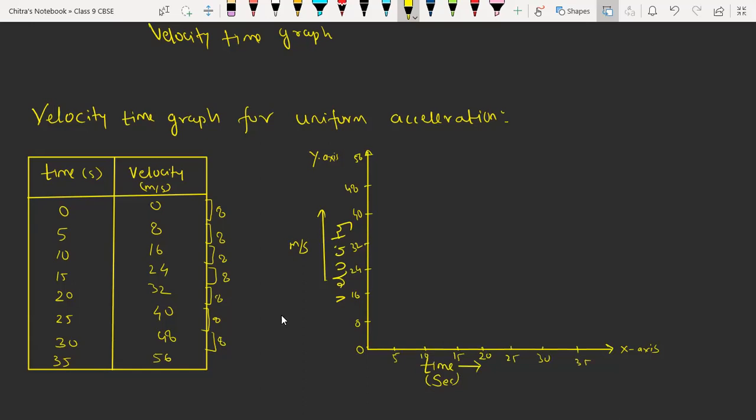Okay. So for our first value we have 0 and 0, so the first coordinate will come here. Then we have 5 and 8. So 5 and 8, next will be here. So we will take all the points in a straight line. So let me draw a straight line first.